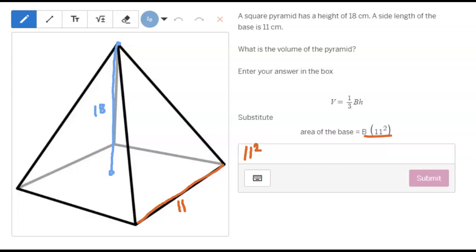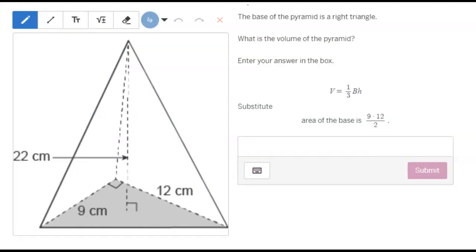Now I can find whatever that 11 squared is, and I can multiply that times the height, which is 18. Finally, I can go ahead and divide all of this by 3 because multiplying 121 times 18 times 1/3 means that I'm saying a third of this. All right, let's look at the next one together.